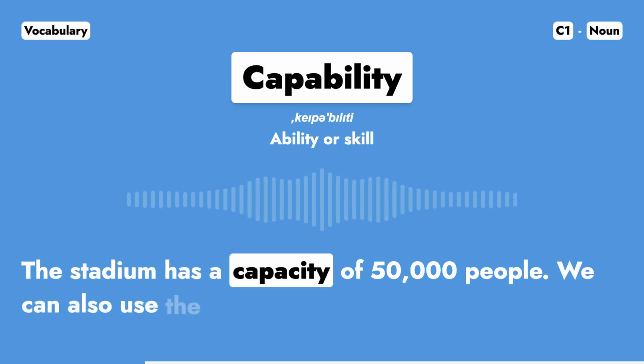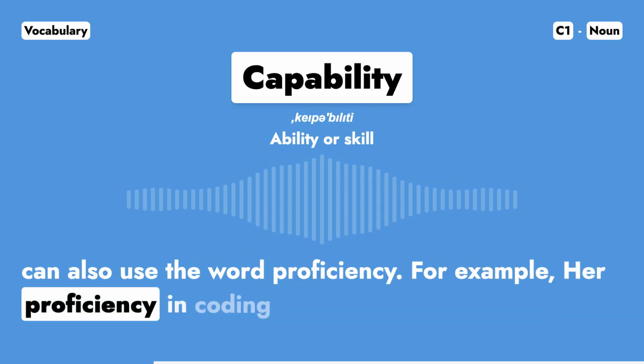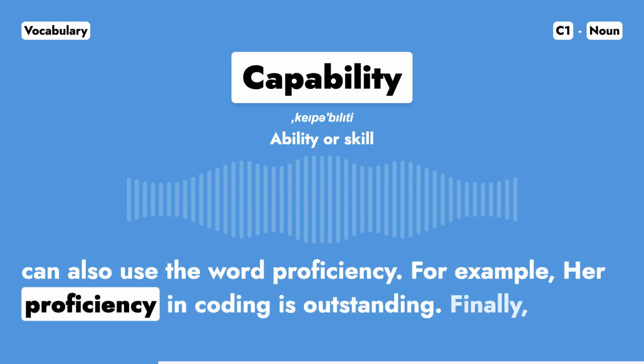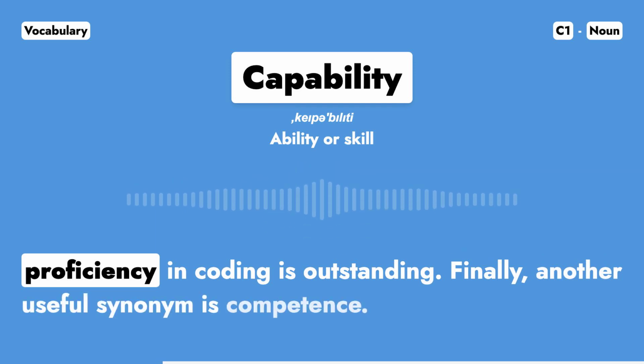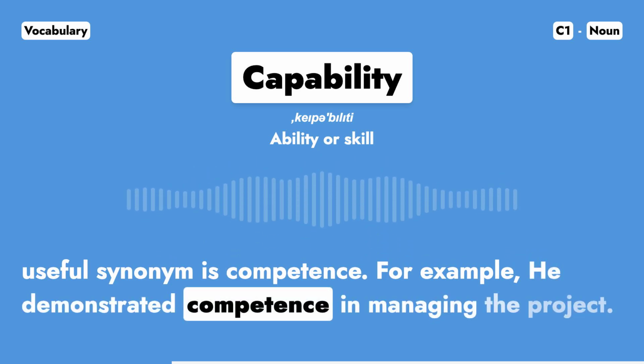We can also use the word proficiency. For example, her proficiency in coding is outstanding. Finally, another useful synonym is competence. For example, he demonstrated competence in managing the project.